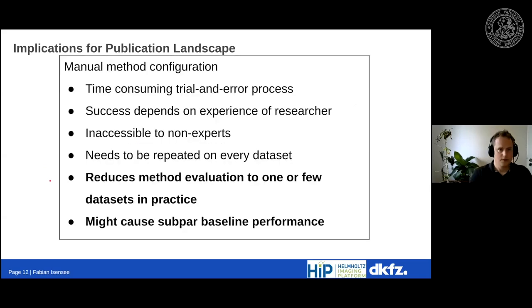So the implication of this whole need for manual method configuration for the literature landscape is that it reduces the thoroughness of method evaluation, because many authors are not willing to go through this process for many data sets and thus will run evaluation on just a couple of data sets in practice. Also, the optimization of the baseline is often not done well enough, which causes papers to report fantastic results compared to the UNet, but the baseline they're comparing with is just not well enough configured and not performing as well as it could.